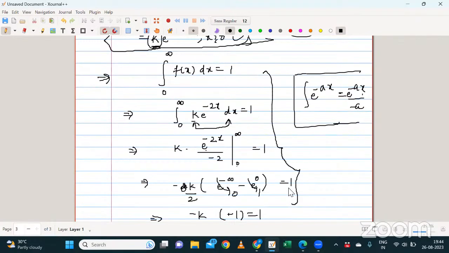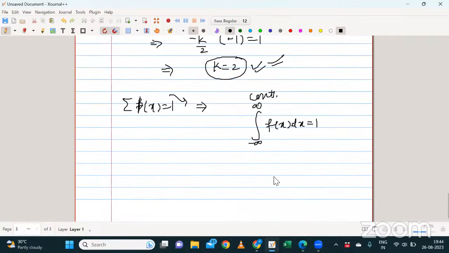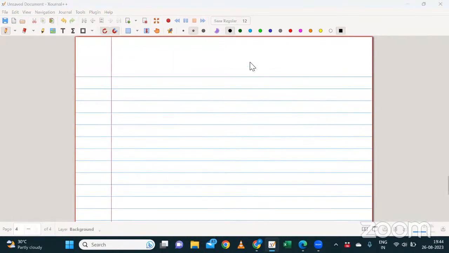Suppose you have a discrete distribution. In case of a discrete distribution, how can you find out the value of a constant? I know the sum of all the probabilities equals 1, right? And in case of continuous, I know the area under the curve is nothing but 1. Okay. Clear? Yes, sir. Okay. So any doubt, any question?